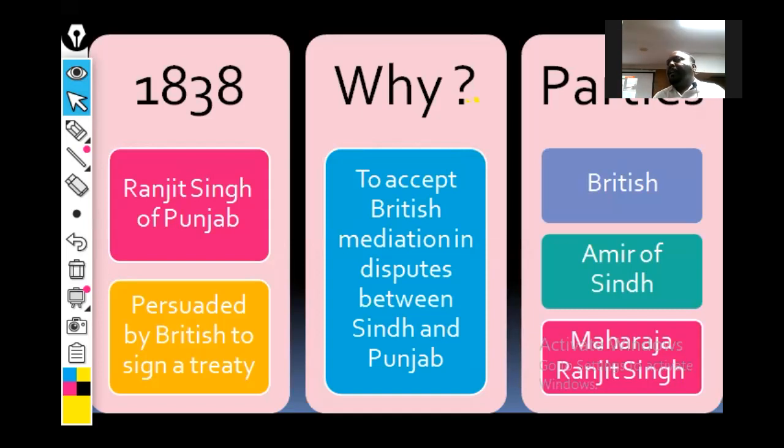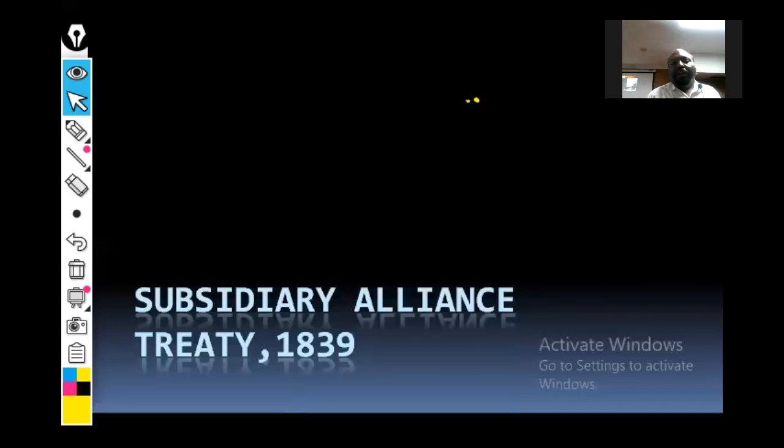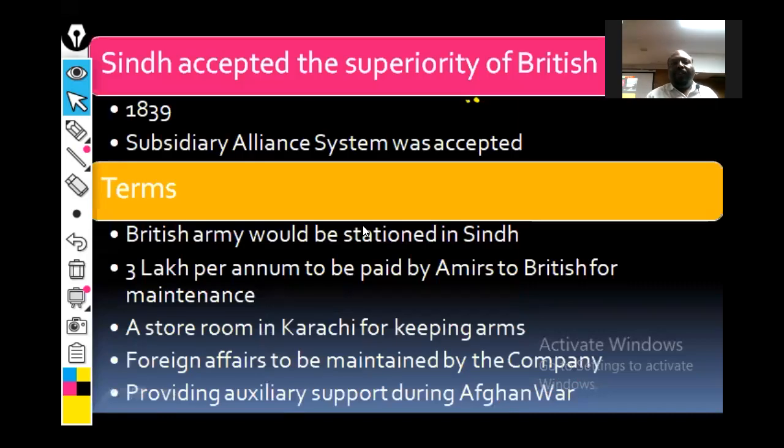You can see that Auckland wants what? The policy that they wanted regarding Afghanistan. And for that Afghanistan, they are signing a tri-party treaty with whom? The British are signing a treaty with the Amir of Sindh, so that any dispute between Sindh, which is under subsidiary alliance, and Maharaja Ranjit Singh, the British will intervene. Now we can see 1839, the subsidiary alliance system. So Sindh finally accepted British superiority. Sindh comes under total subjugation of the British.